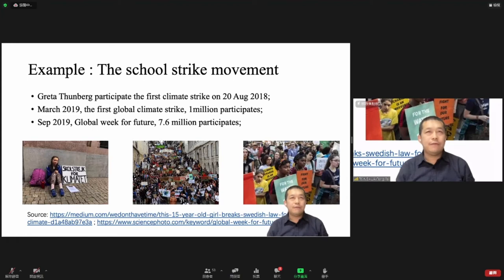And then suddenly, after just half a year, she was joined by more than 1 million participants in the first global climate strike, which had huge influence and gathered a lot of media attention. Then in September of 2019, in the first global week for the future, more than 7.6 million people joined the strike, which translated into activism that has huge influence on the climate and also receives a lot of media reports.